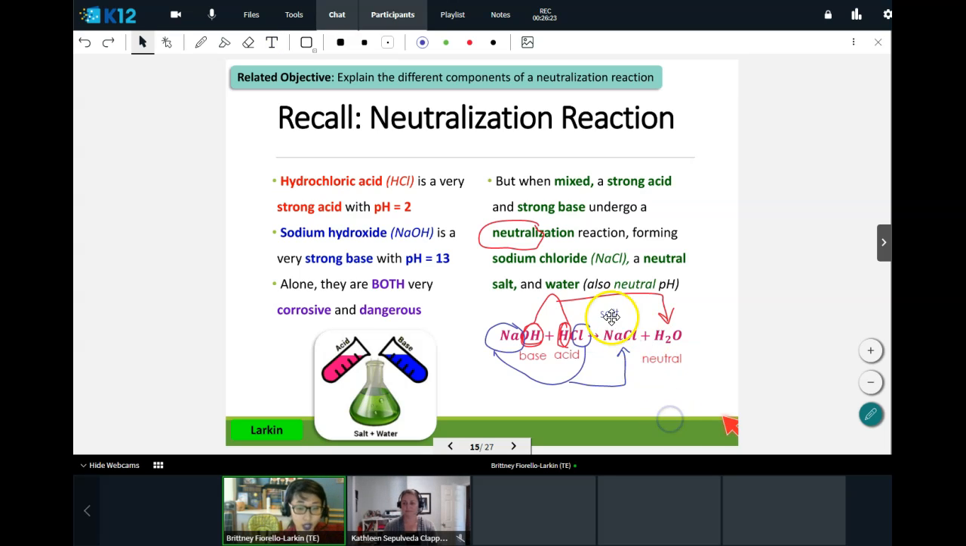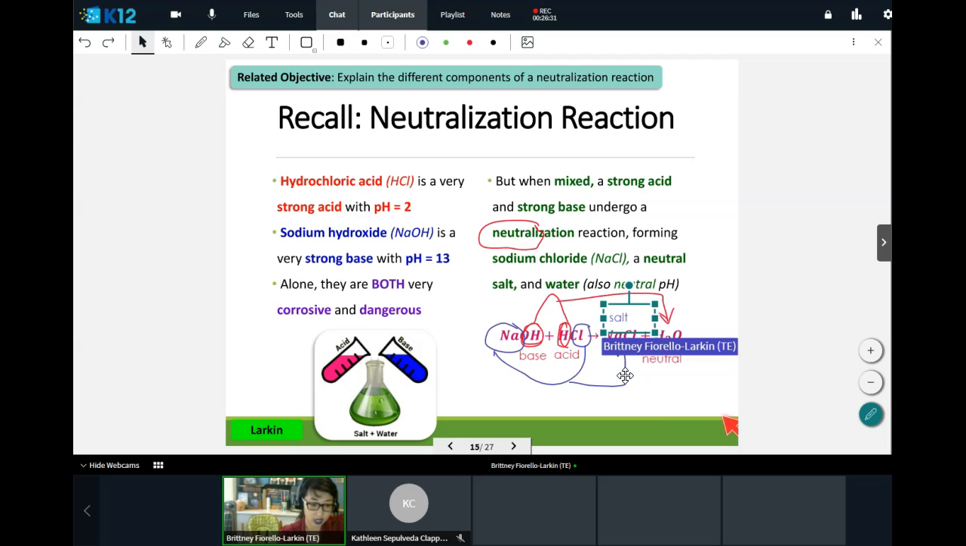Specifically, this is a salt that we can eat. Not all salts you can eat. Please don't eat all salt, like the salt that goes on the road. Please don't eat that. But this table salt you can eat in small amounts, right? So table salt, NaCl, is also formed here.